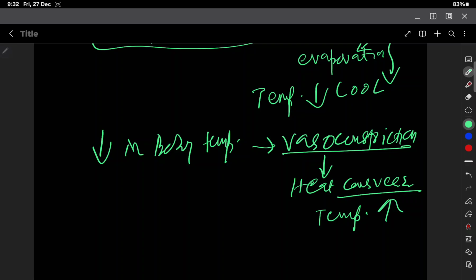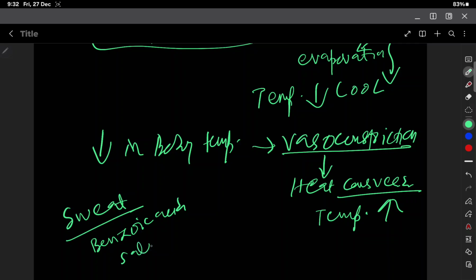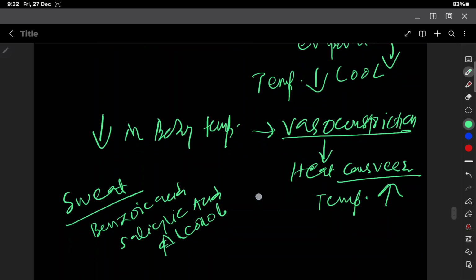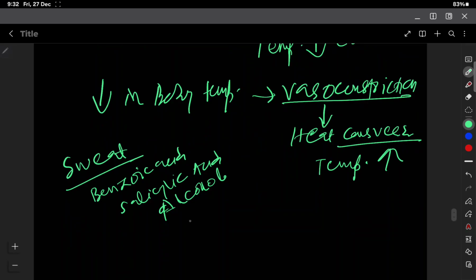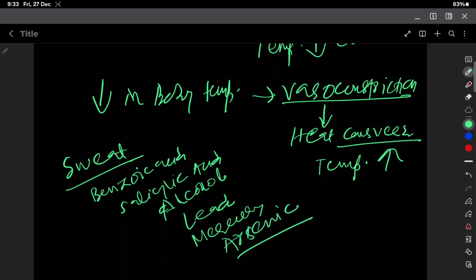Now, there is sweat. What is the function of sweat? It eliminates excess water and salts, and also some urea and some drugs. So sweat helps in excretion. For example, drugs excreted through sweat include benzoic acid, salicylic acid, and alcohol. You can notice the smell of alcoholic persons; this is because alcohol is excreted through the skin also. Lead, mercury, and arsenic are also excreted. So these are the substances which can be excreted through the skin.